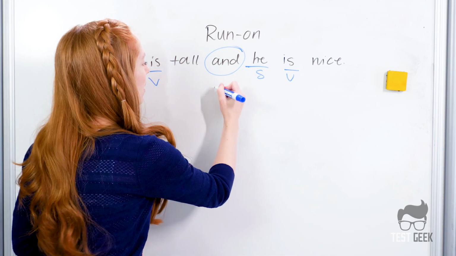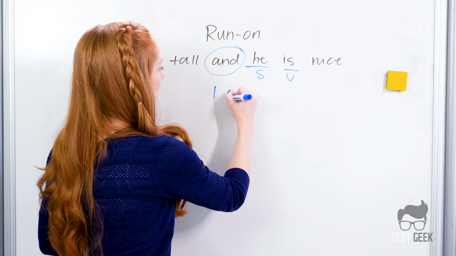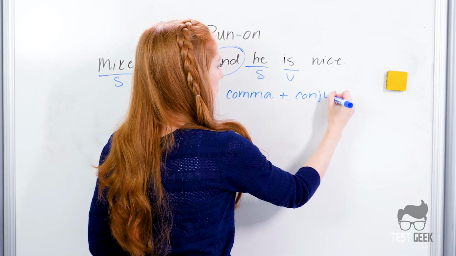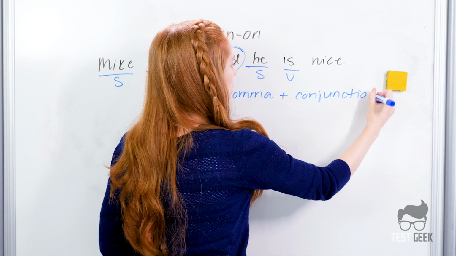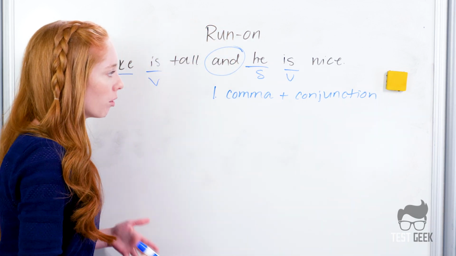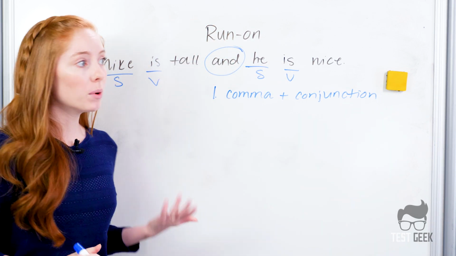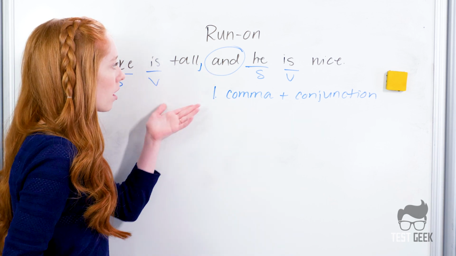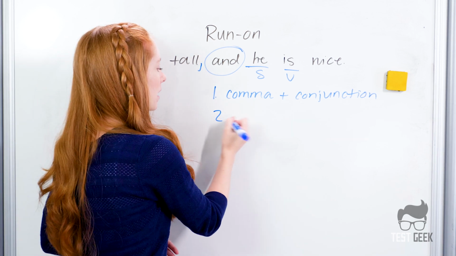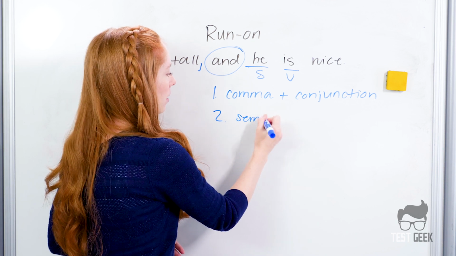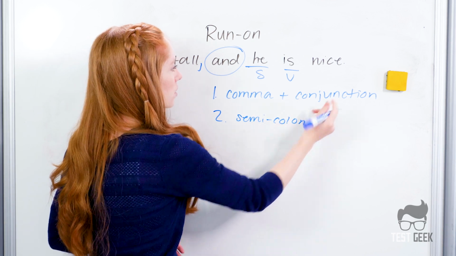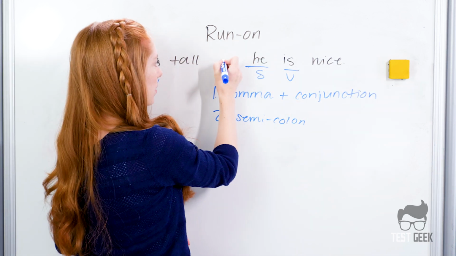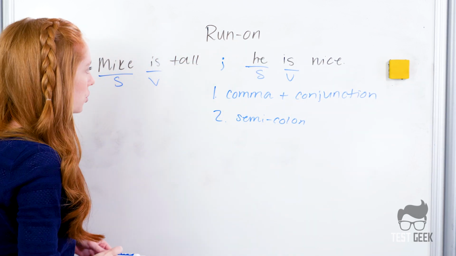Let's look at those. The first way is to have a comma plus a conjunction. And remember, your conjunctions are words like and, but, or, for, that sort of thing. So we could actually fix this very easily by just adding a comma here, comma and. Okay, so that's one way. The second is a semicolon. So we could get rid of this and, as well as the comma, and just put a semicolon here. And that would do the trick as well.